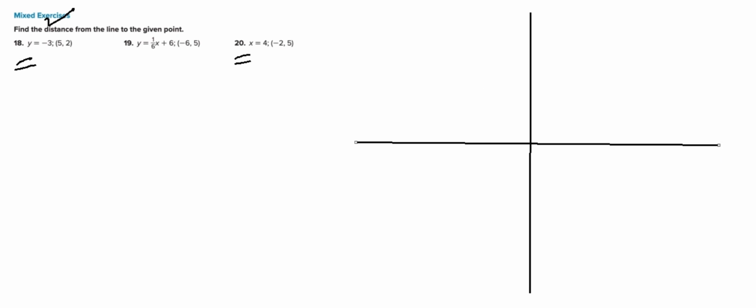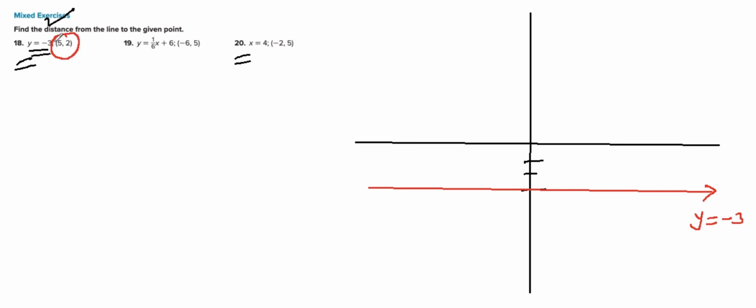What are the points given here in question number 18? The line is given, y is equal to minus 3. So where is y is equal to minus 3? 1, 2, minus 3 is the point here. So this line is y is equal to minus 3. Then the point given is 5, 2. Where will 5, 2 be? 1, 2, 3, 4, 5 and 2 units up. So this is 5, 2.